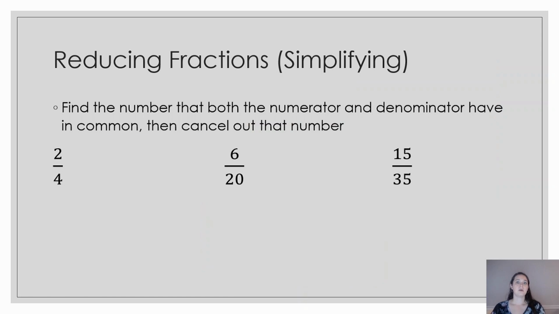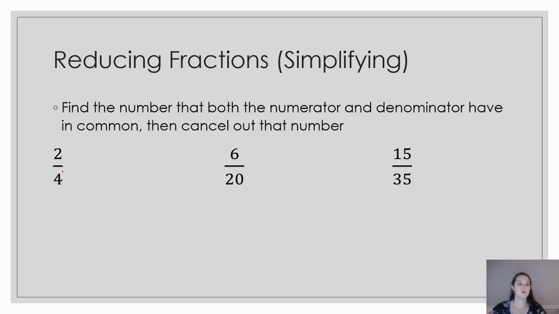One other thing you need to be able to do, at least at the beginning of learning fractions, is how to simplify a fraction, because a fraction can be written in multiple forms. So you need to find the number that both the numerator and the denominator have in common, and then you cancel out that number. You might not be able to simplify a fraction, and that's totally fine. You would just leave it as whatever it is, and that would be your answer.